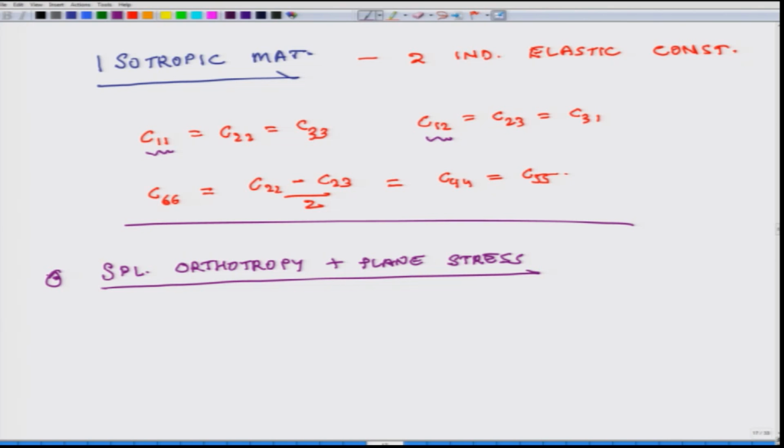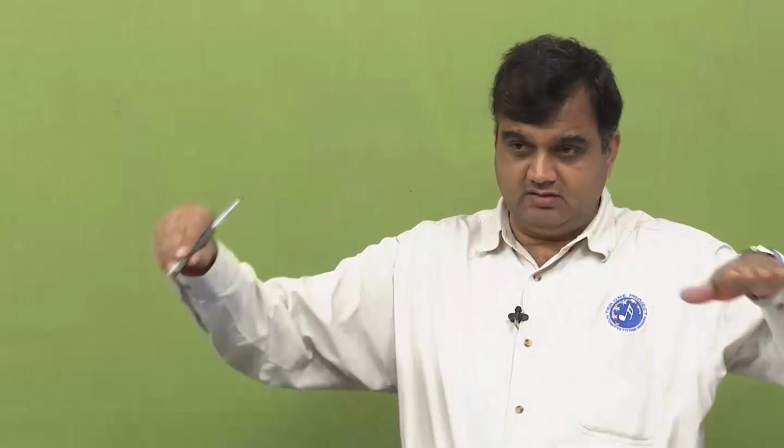So, we have already talked about what is a special orthotropy. If the material is especially orthotropic, it has 9 constants, but then on top of that we are saying that it also has plane stress condition. So, when there is plane stress condition, what does that mean? That stresses are acting only in one plane, okay. So, what does that mean?